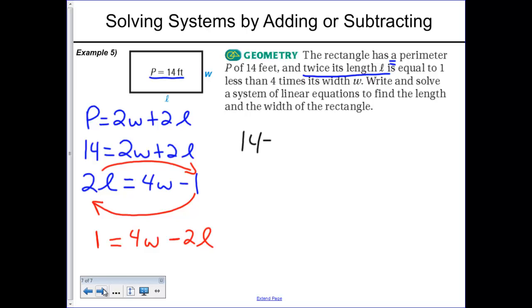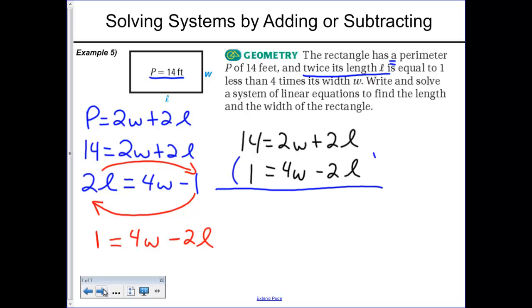So now I can actually rewrite my equations so they're lined up. So I have 14 is equal to 2W plus 2L. And I have another equation of 1 is equal to 4W minus 2L. So you see we have coefficients of 2 on the L, but they're opposite signs. So how do you get opposite signs to cancel? You'll simply add them together. So add them vertically. 14 plus 1 gives you 15. Bring down your equal sign. 2 plus 4 gives you 6W. And 2L plus a negative 2L will give you a 0L, which is 0.